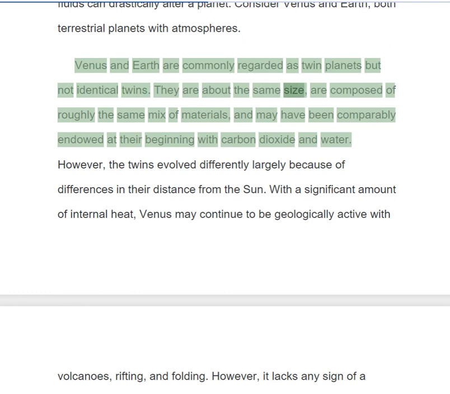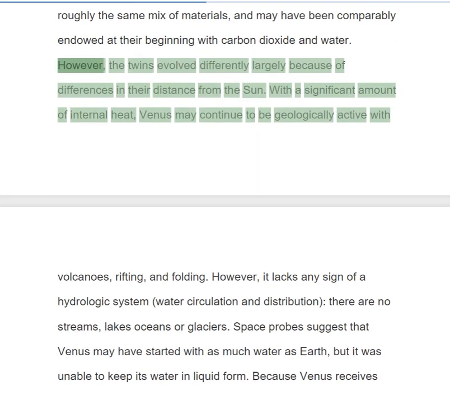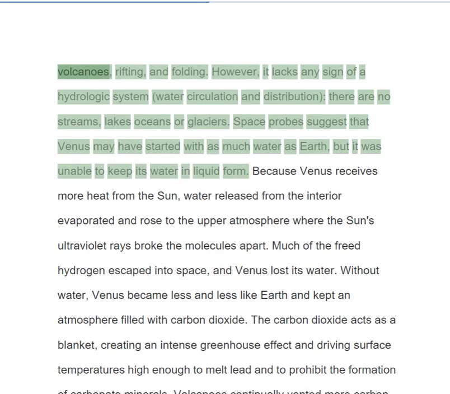They are about the same size, are composed of roughly the same mix of materials, and may have been comparably endowed at their beginning with carbon dioxide and water. However, the twins evolved differently largely because of differences in their distance from the Sun. With a significant amount of internal heat, Venus may continue to be geologically active with volcanoes, rifting, and folding. However, it lacks any sign of a hydrologic system.